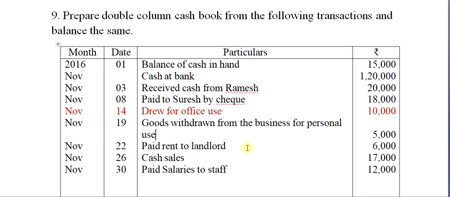November 22nd, paid rent to landlord 6,000. When we are paying rent, our cash balance decreases.